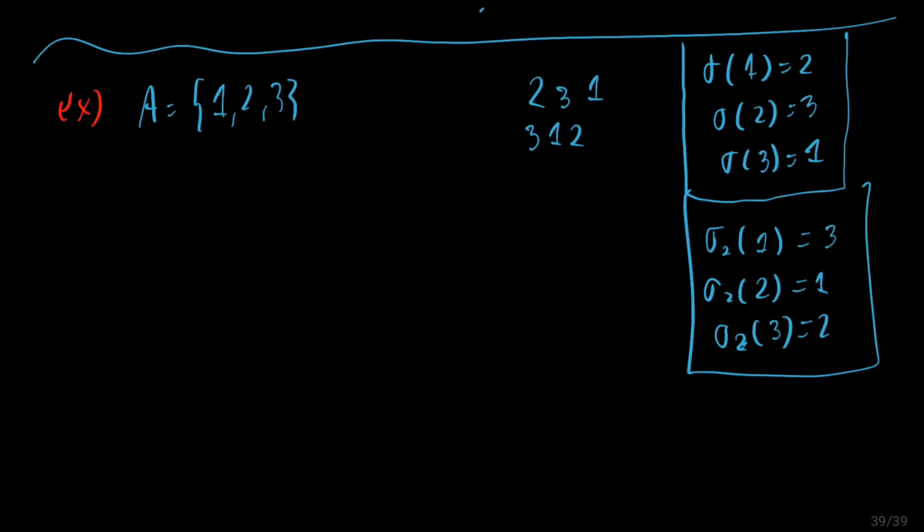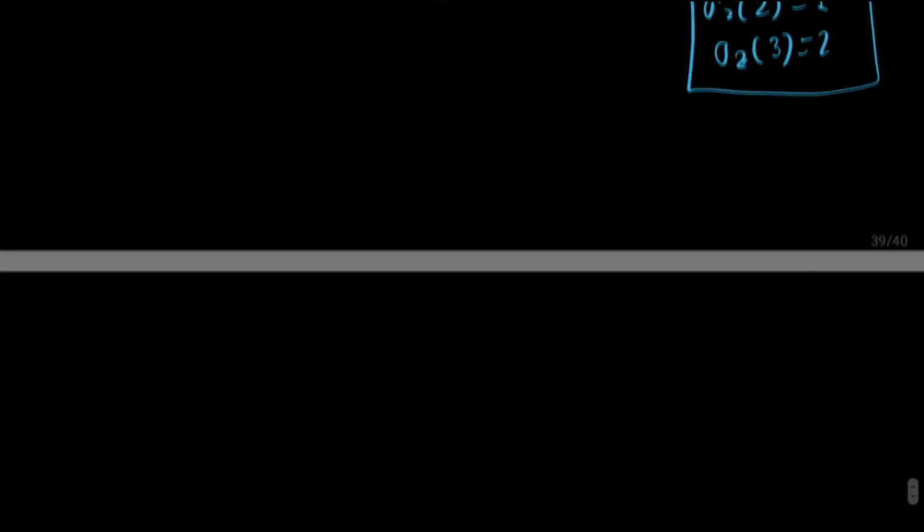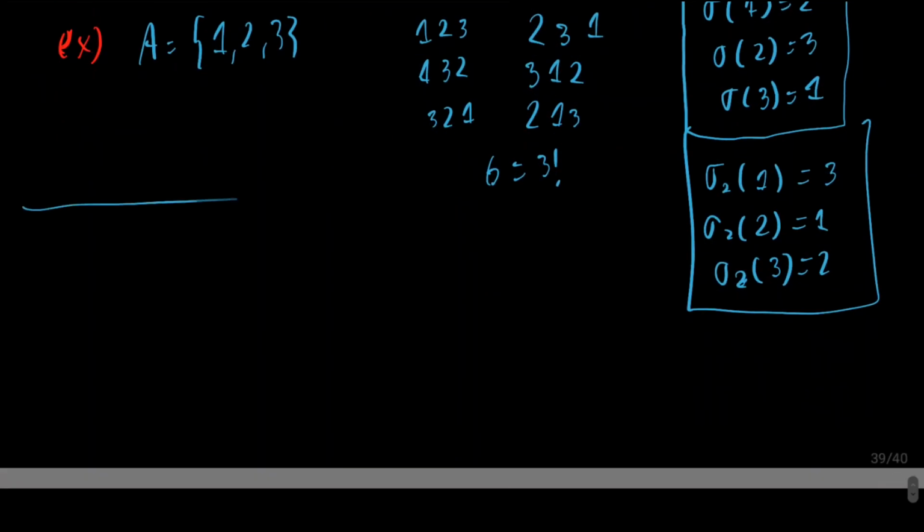Well, we can see that we have 1, 2, 3, then 1, 3, 2, then 3, 2, 1, and then 2, 1, 3, which in total is 6, which is equal to 3 factorial. And now we might ask, is this a coincidence or is it a general result? It turns out it is a general result, and I'm sure maybe you have already heard of it because it is usually already covered way before an introduction to group theory.